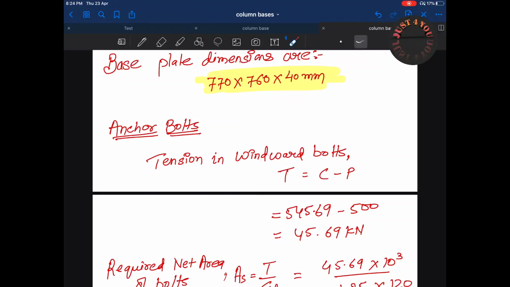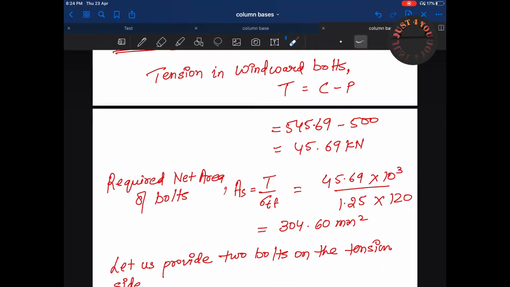Now the tension in the windward side can be calculated by this equation: C minus P, where C is the compressive force and P is the load. Putting these values, 545.69 minus 500, we get 45.69 kilonewton, which is the tension in the windward bolts. With the help of tension, we can calculate the net area of bolts, and its equation is T upon sigma TF. The value of T is 45.69 kilonewton, so we change it to Newton, upon 120. Sigma T value is 120 but increased by 25% due to wind moment. So we get 304.60 mm square.